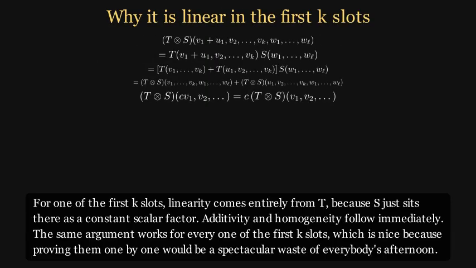For one of the first k slots, linearity comes entirely from T. Because S just sits there as a constant scalar factor, additivity and homogeneity follow immediately. The same argument works for every one of the first k slots. Which is nice because proving them one by one would be a spectacular waste of everybody's afternoon.